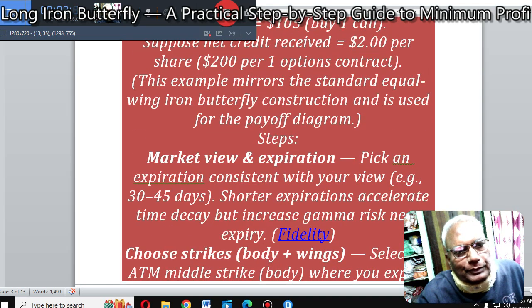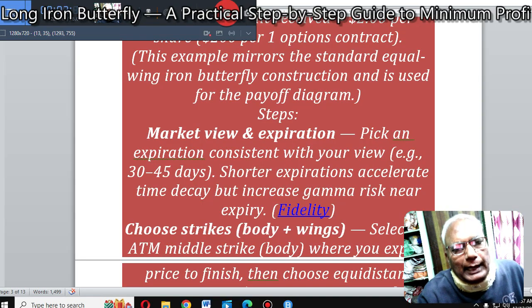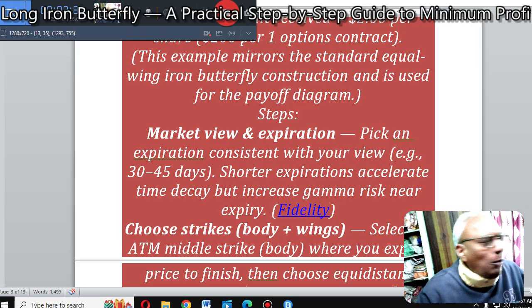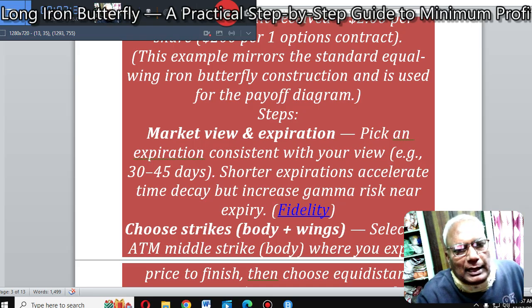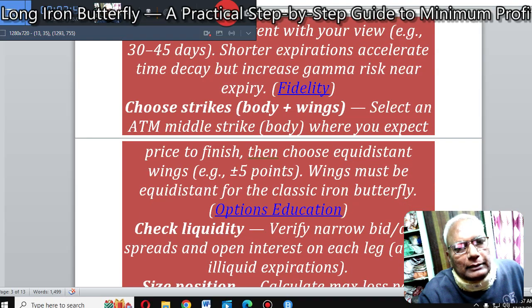Steps. Market view and expiration. Pick an expiration consistent with your view, e.g. 30 to 45 days. Shorter expiration accelerates time decay but increases gamma risk near expiry.